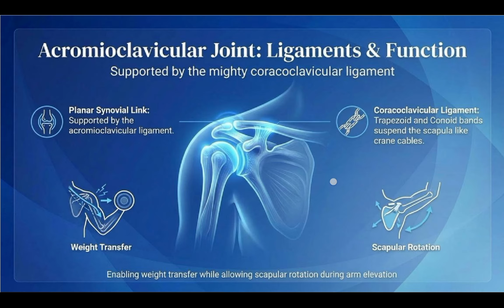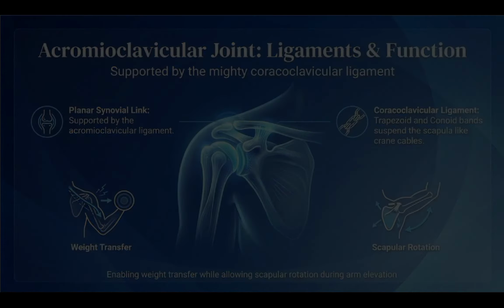Remember, I told you we have the trapezoid line, which is located at the lateral side, and we have the conoid tubercle. This conoid tubercle provides an area for attachment of the conoid ligament. They support the acromioclavicular ligaments, indirectly. The ligament that joins the acromion together with the clavicle directly is called the acromioclavicular ligament, while the coracoclavicular ligament supports, but does not attach directly, enabling weight transfer while allowing scapular rotation during arm elevation.